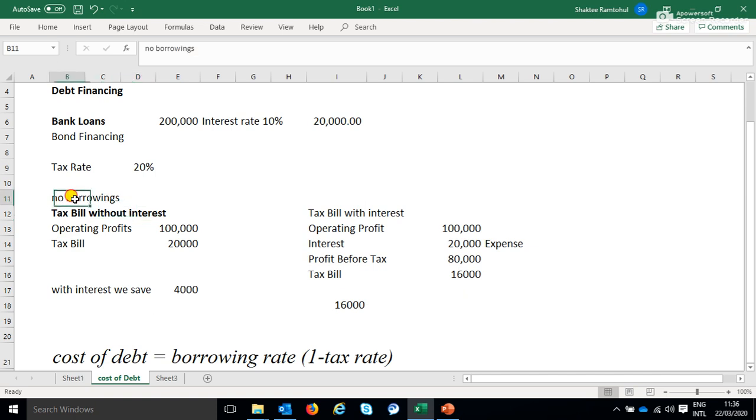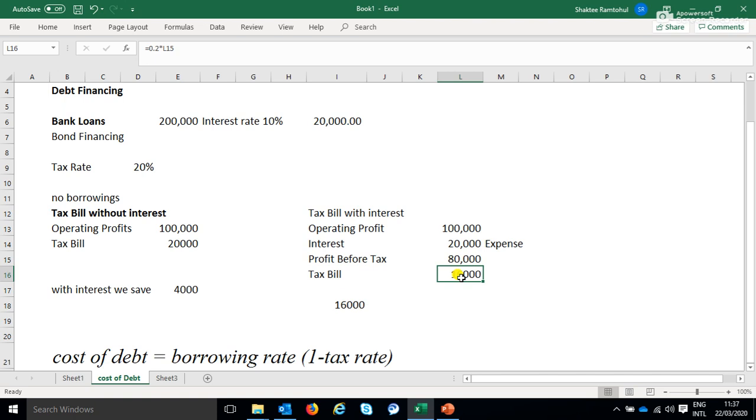If I've got no borrowings, then surely I don't have to pay any interest. So if my operating profit is 100,000, then my tax bill comes to 20% of 100,000, so that's 20,000 pounds. Yes, I'm showing pounds for my example. Then let's work out what the tax bill is with interest. Same example, operating profit 100,000 and then interest 20,000. So I take this away and I'm left with profit before tax of 80,000. Remember, interest is an expense. Having done that, what is my tax bill? It will be 20% of 80,000, and that gives me 16,000.